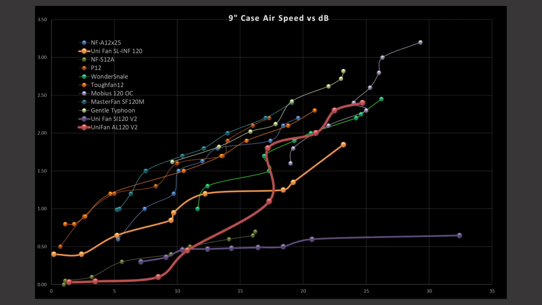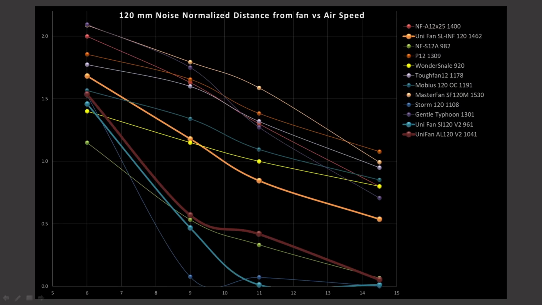Next, let's take a look at airspeed versus noise rating in decibels. As a note, every 10 decibels is a doubling in noise volume. So just because a line looks linear doesn't mean it is linear, because every 10 decibels is doubling. And the 9 inch mark was chosen because I need an airspeed over 0.5 meters per second in order to get a good, accurate reading.